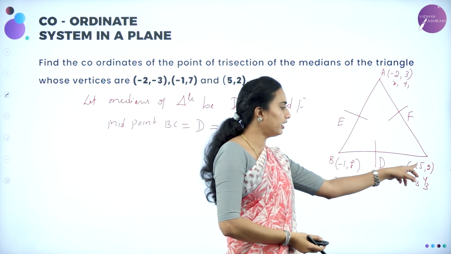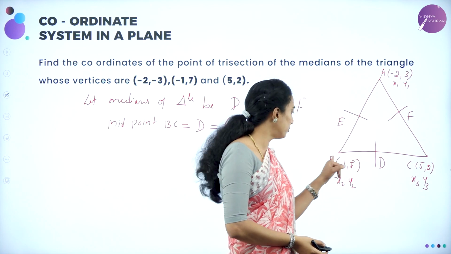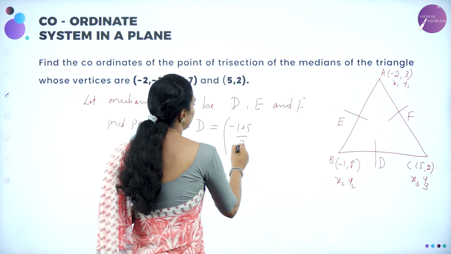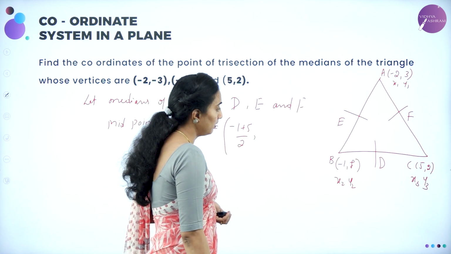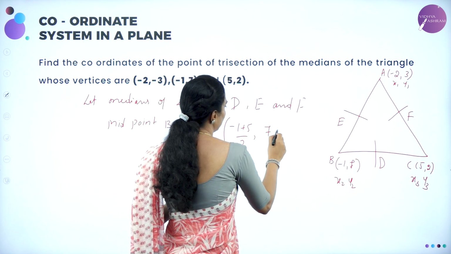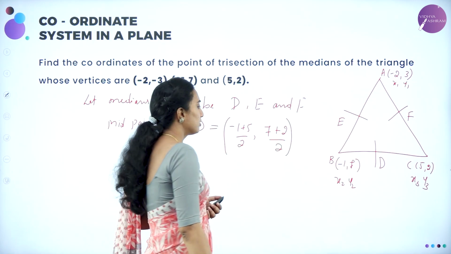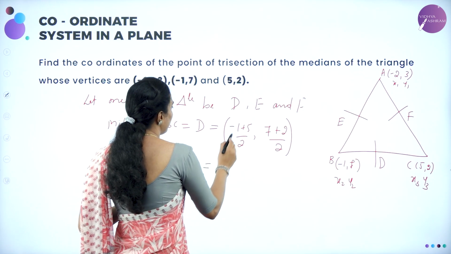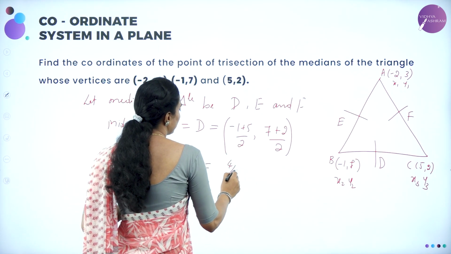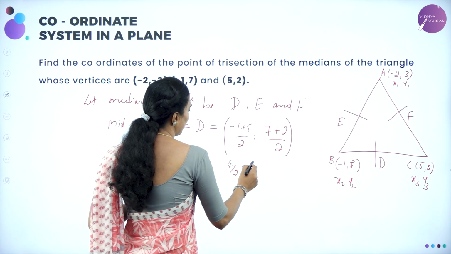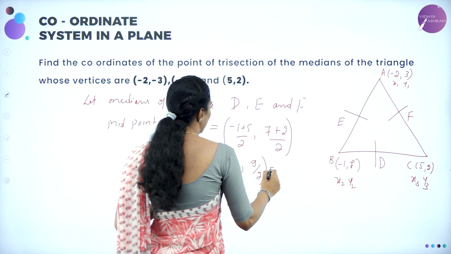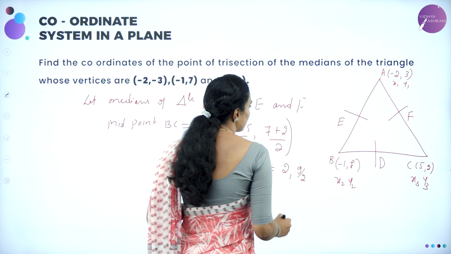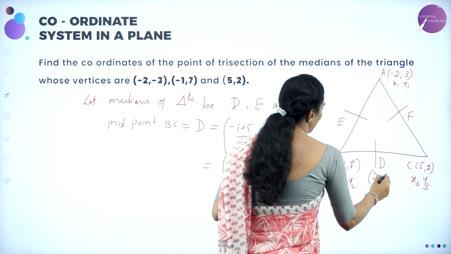So midpoint of BC implies D is equal to x coordinate divided by 2, y coordinate divided by 2: minus 1 plus 5 by 2, comma, 7 plus 2 by 2. So the answer will be minus 1 plus 5 is 4 by 2, comma, 7 plus 2 by 2 is 9 by 2. You are going to get 4 by 2 is 2, comma 9 by 2 as it is. So the D point you are going to have is 2, comma 9 by 2.